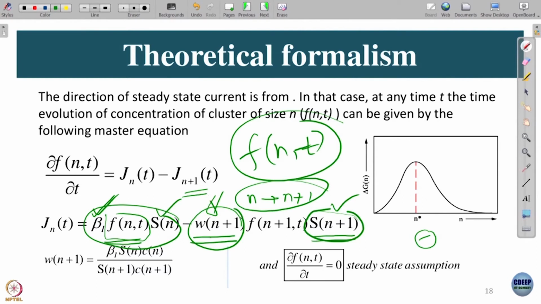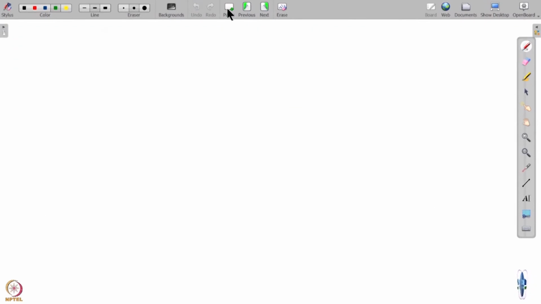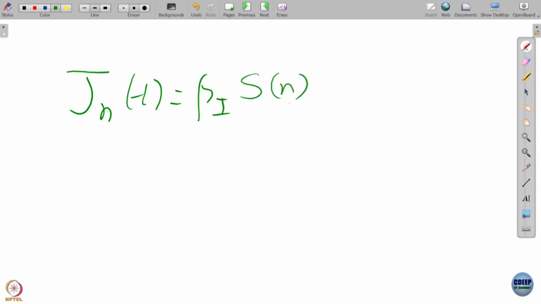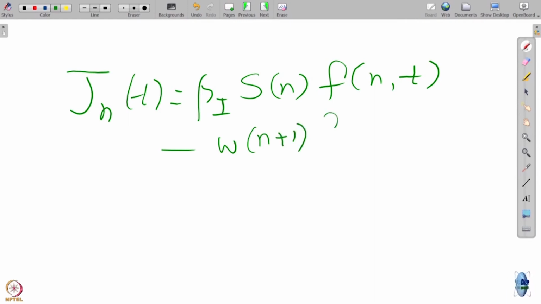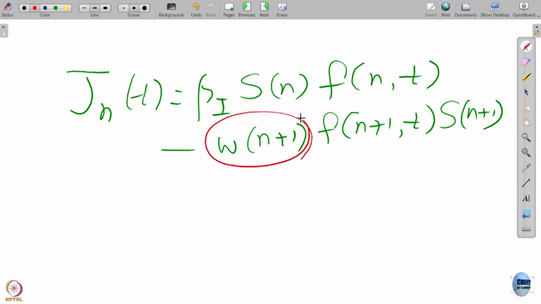Now, there comes a very, very important quantity. Let me get a page to explain that. Jn t equals beta i Sn Fnt minus Wn plus 1 Fn plus 1 t Sn plus 1. Now, I have to calculate this quantity, and this is another beautiful thing that we use a lot in your undergraduate chemical kinetics courses.